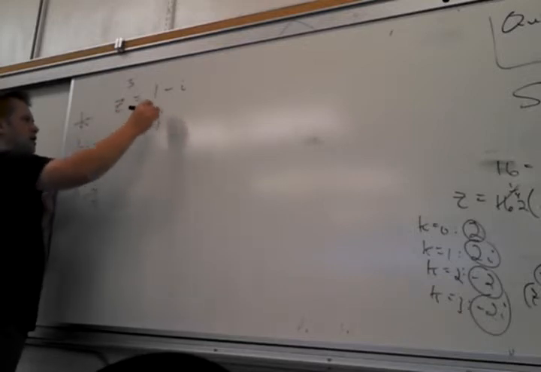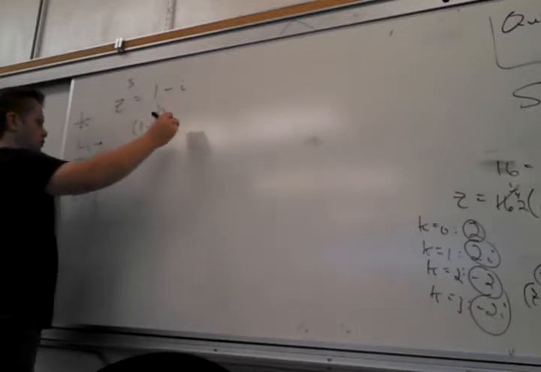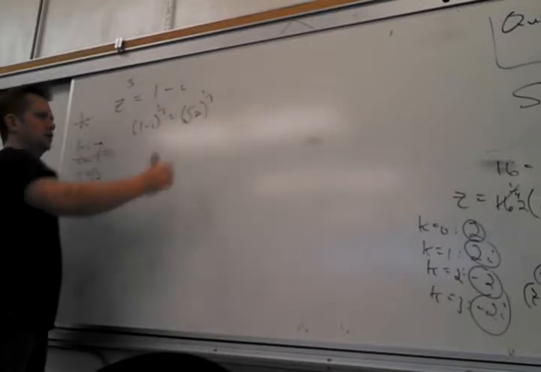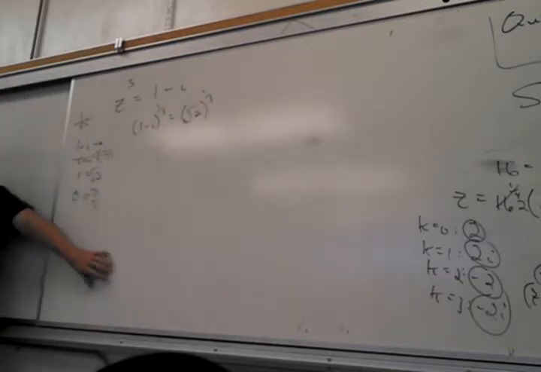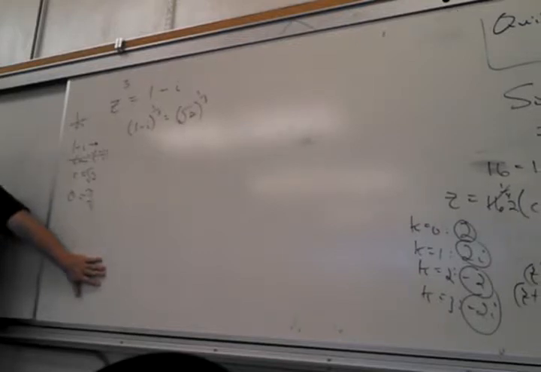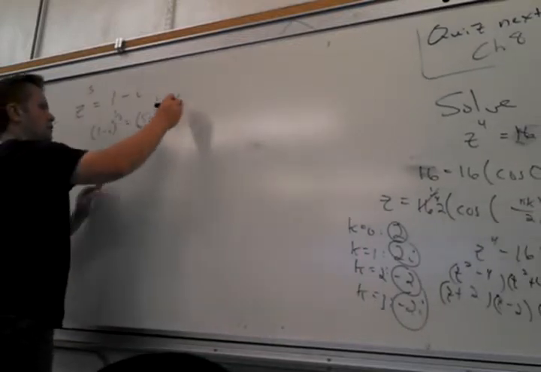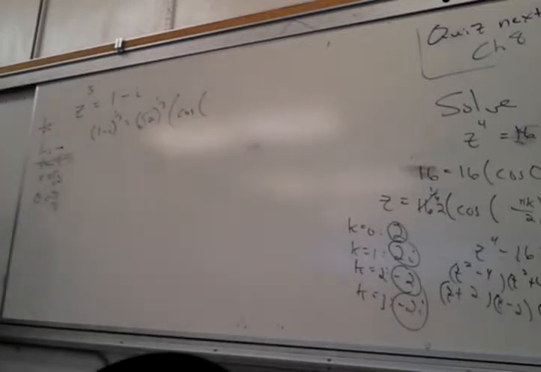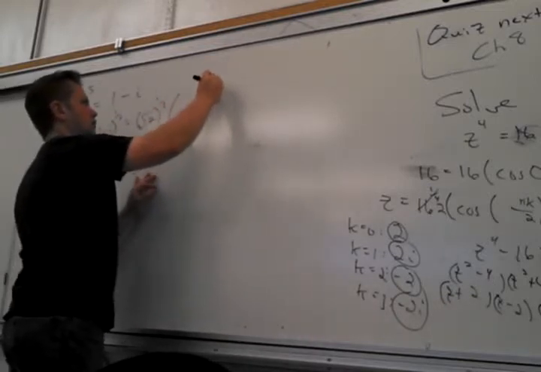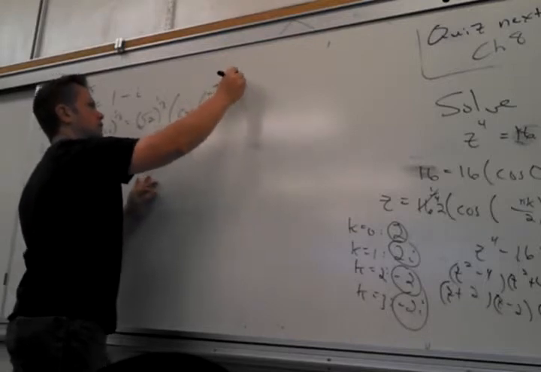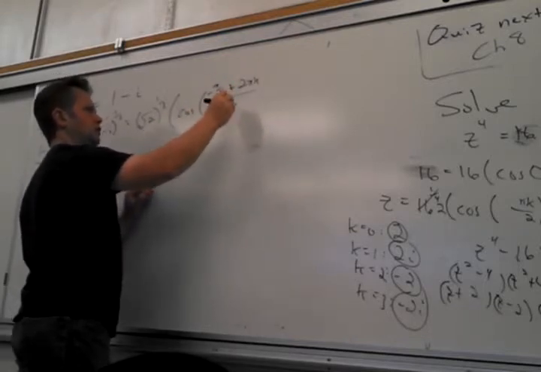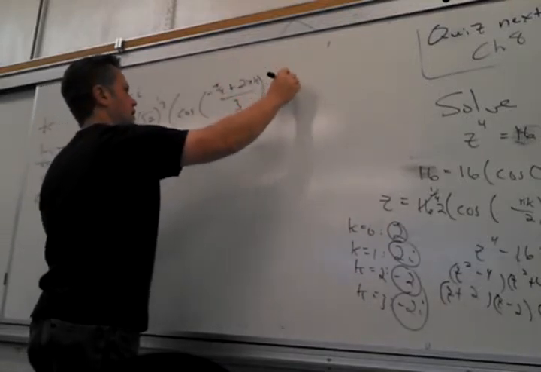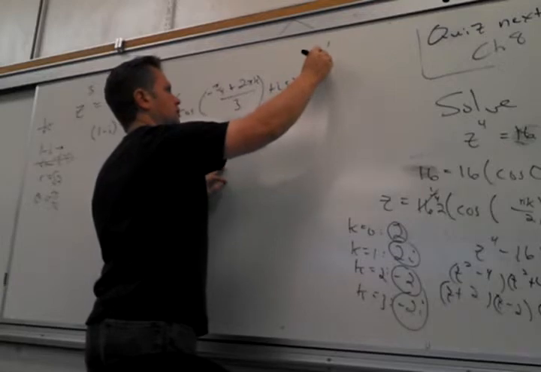So 1 minus i to the 1/3 will be r to the 1/3. Ooh, that's good already. Times cosine of negative pi over 4, good. Plus 2 pi k over, yeah, n is 3. Plus i sine of the same business.